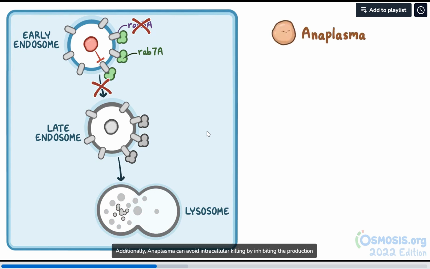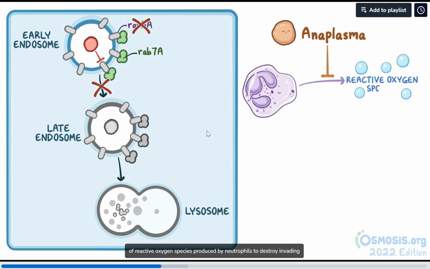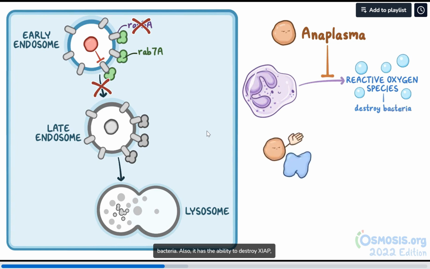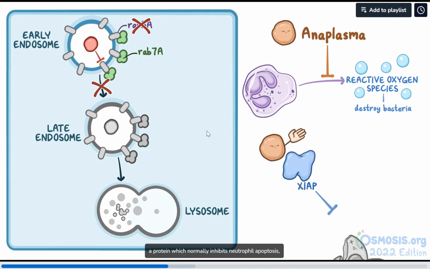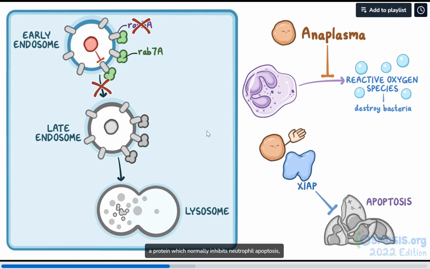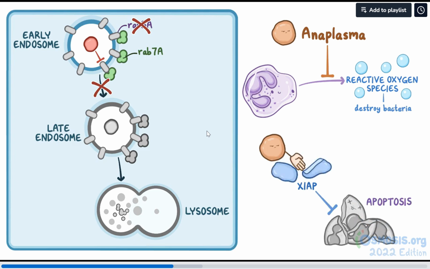Additionally, Anaplasma can avoid intracellular killing by inhibiting the production of reactive oxygen species produced by neutrophils to destroy invading bacteria. Also, it has the ability to destroy XIAP, a protein which normally inhibits neutrophil apoptosis, or programmed cell death. So by destroying XIAP, it stimulates neutrophil death.